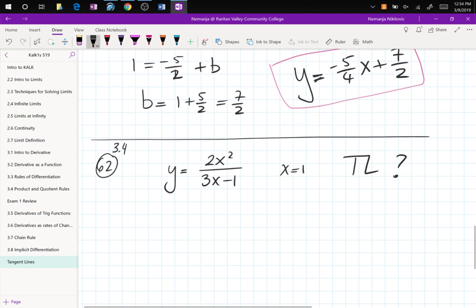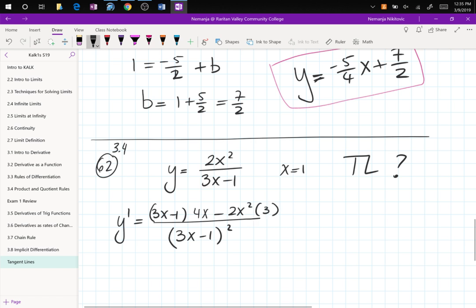The first order of business is to calculate the derivative. So y prime is going to be, we have 3x minus 1 squared in the denominator, then 3x minus 1 times the numerator derivative, so that's going to be 4x, minus 2x squared times the derivative of the denominator, which is 3. And again, I don't care about simplifying this now because I am plugging in x equals 1 to find the slope.